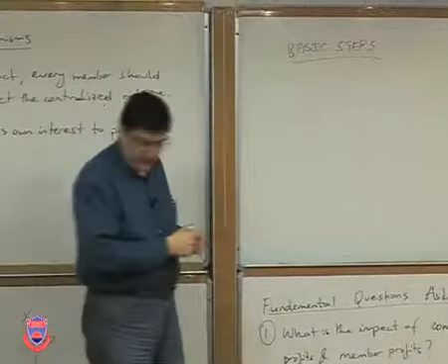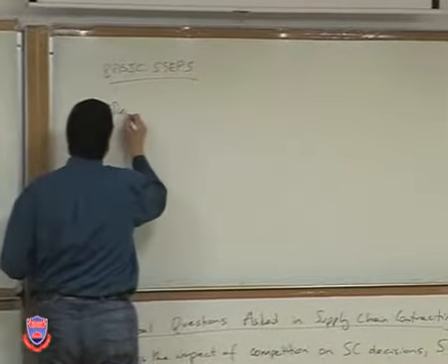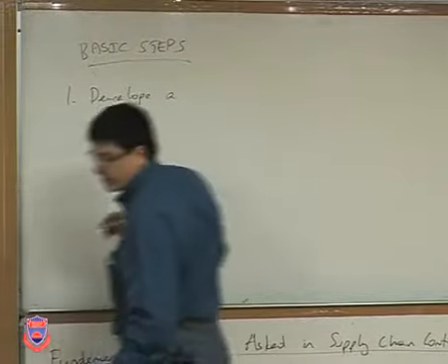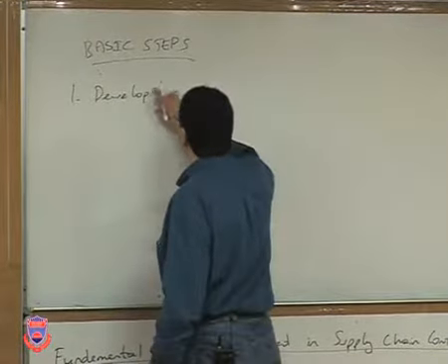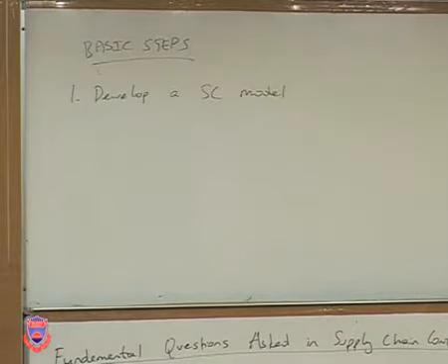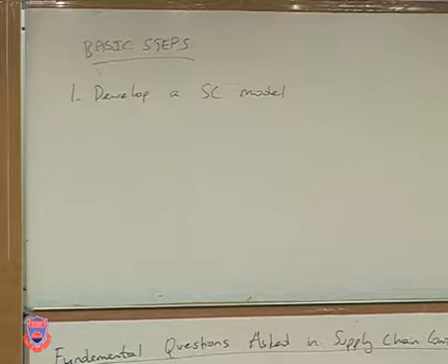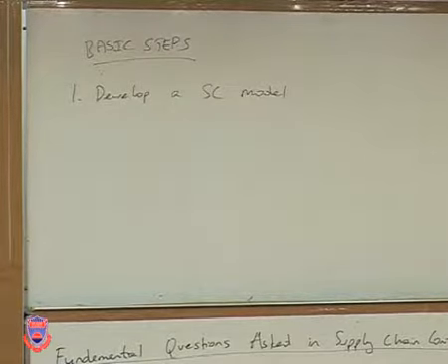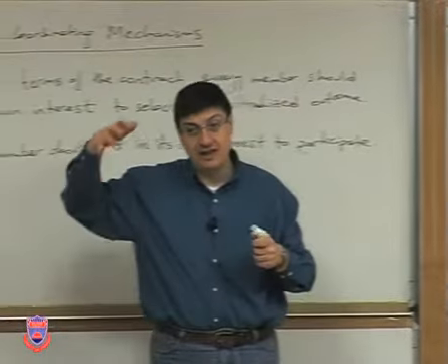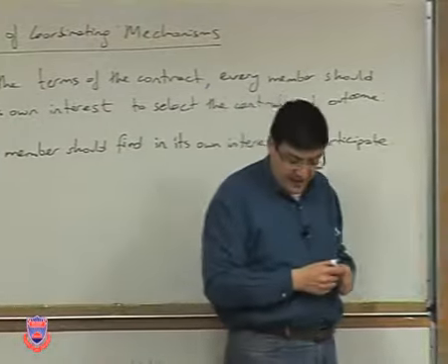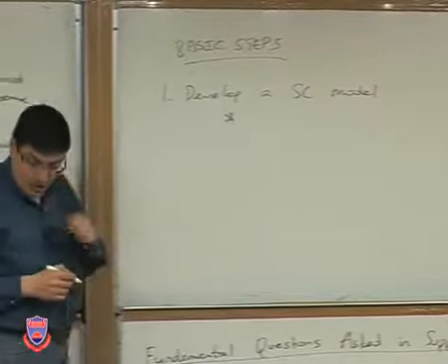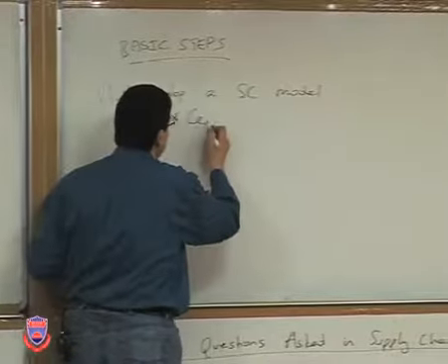Okay, so the first one is you develop a supply chain model. Now, this supply chain model, of course, is going to represent each part. So you're going to have a decentralized part, and then you're going to have a centralized part. Now, the second one is, well, within this, you also obtain the centralized solution.